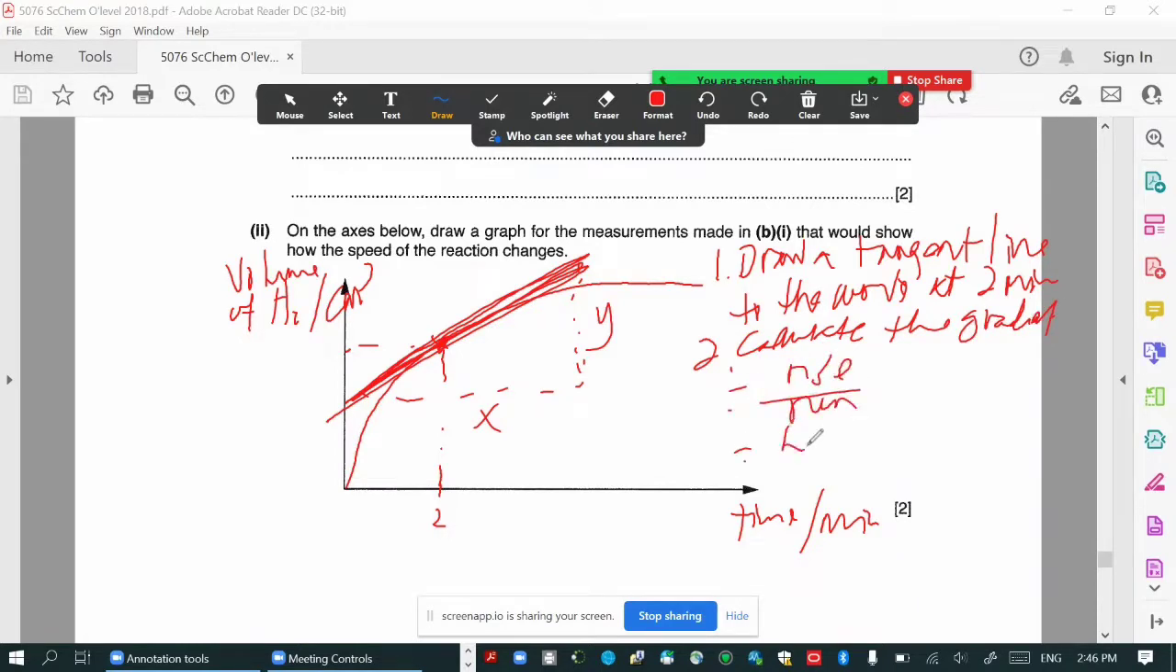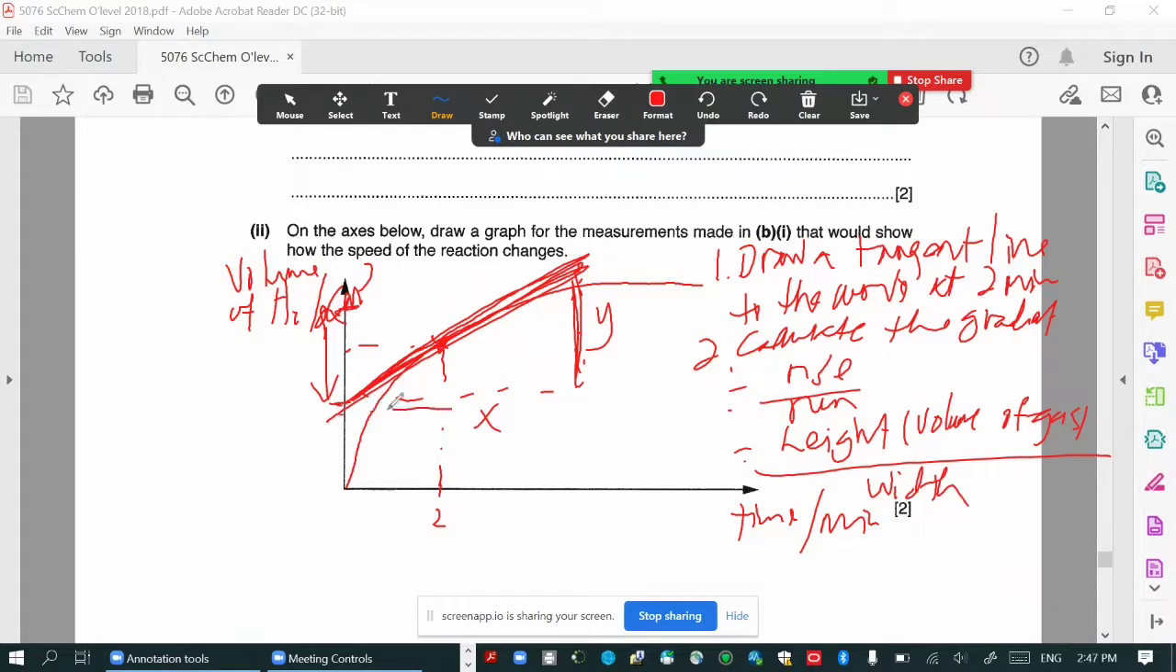The rise is the height, which is actually this height here, the height of the volume of gas, which is basically this point here. The height, which is the volume of the gas, over the width. The width is here, which is the time in minutes. So this would be the answer for part 3: describe how you would use the graph to determine the speed of the reaction at 2 minutes.